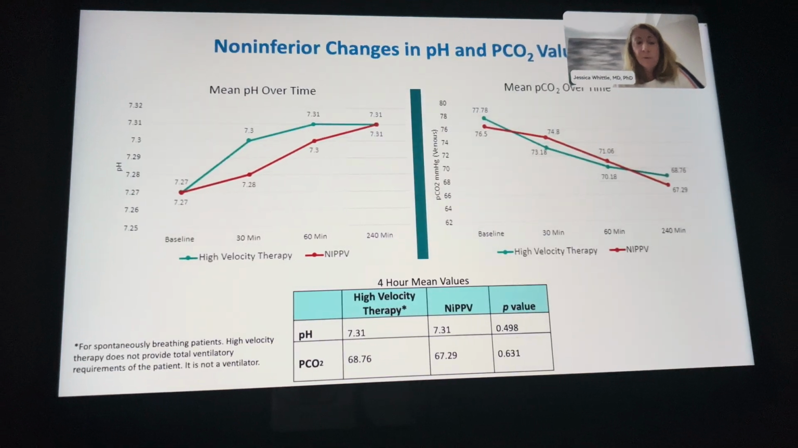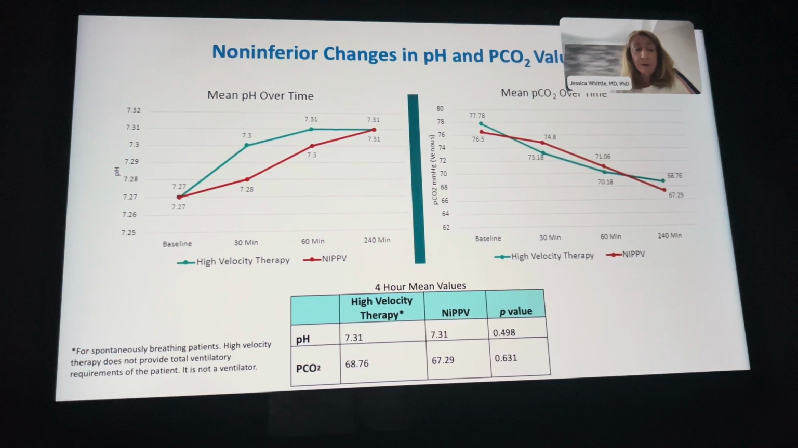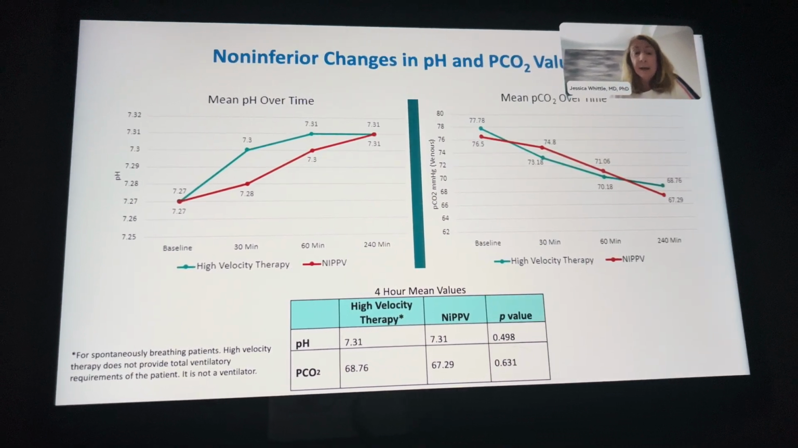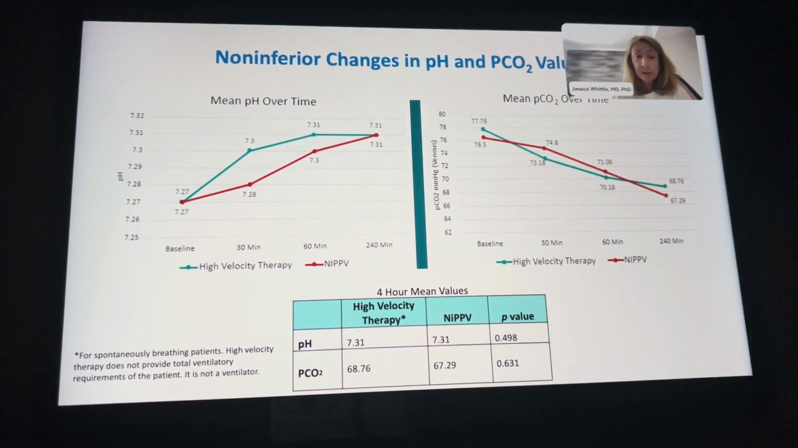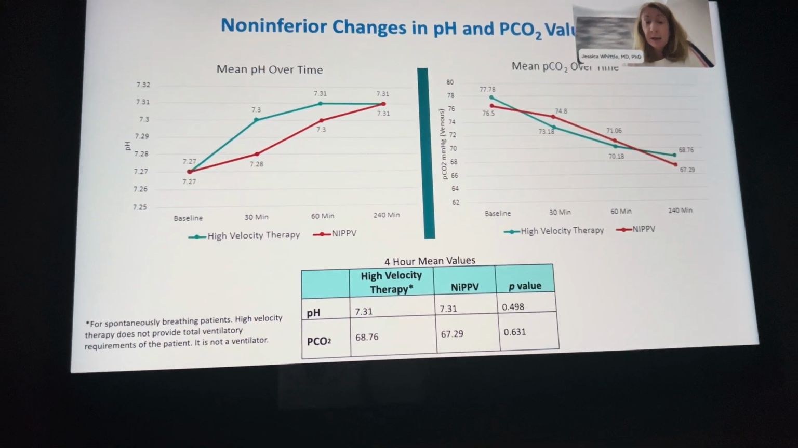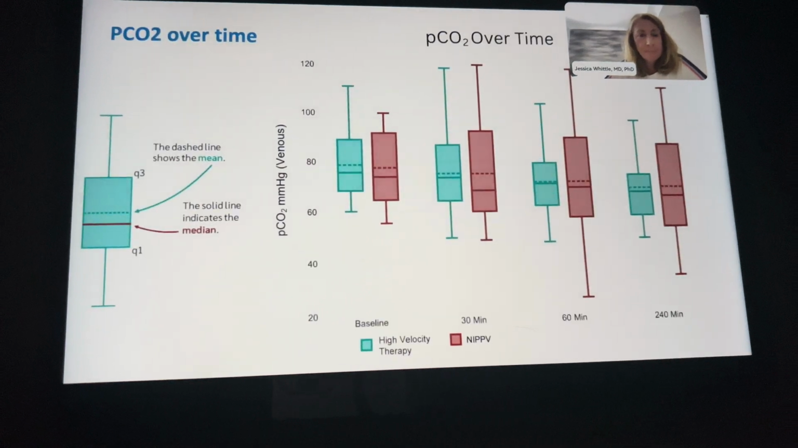I think the more interesting is here on the next slide, where what we found is it statistically also was non-inferior, and they worked well for improving pH and improving the partial pressure of carbon dioxide over time. So what we see is that the CO2 and the pH tracked very similarly. And again, we know that BiPAP does work when it works.